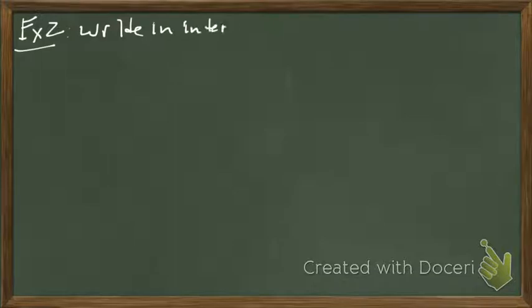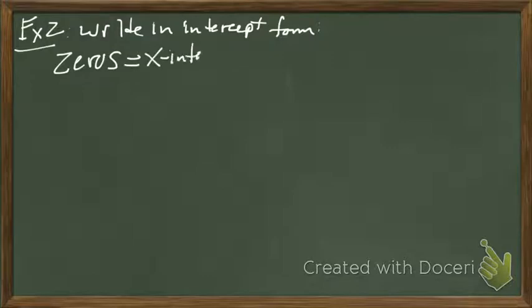Let's do an example from intercept form. Let's call this one Example 2. Let's write in intercept form the equation of the parabola that goes through the following zeros. Now remember, if it gives you the zeros, that's the same thing as saying the x-intercepts. And that's what we need if we're going to be doing intercept form.